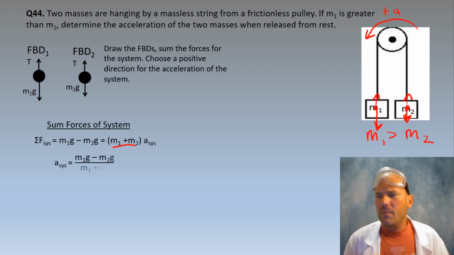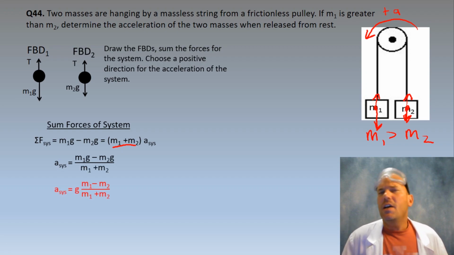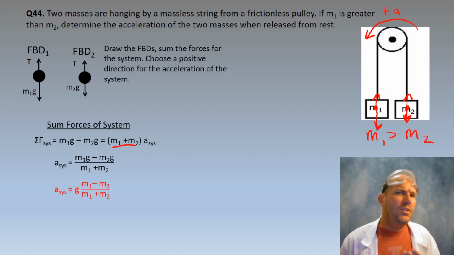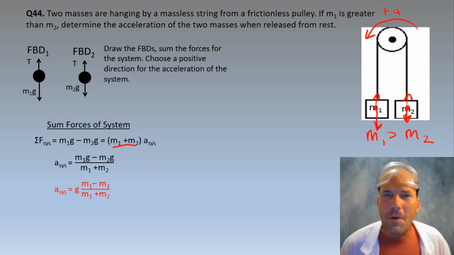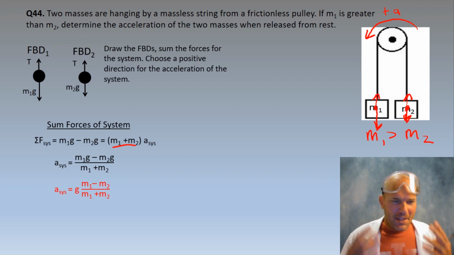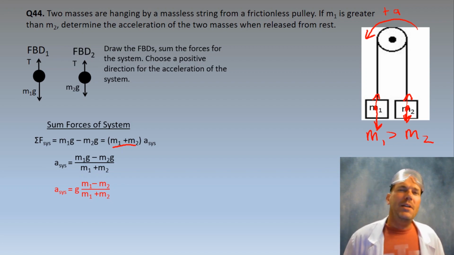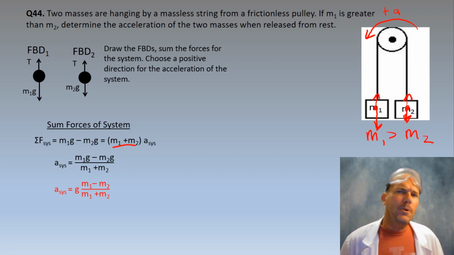So if we are to then take this and rearrange this to solve for the acceleration of the system, we can go ahead and factor out the acceleration due to gravity, g, to clean it up just a little bit. This is our final answer. And even though there are no numbers, that's okay. This is the answer.